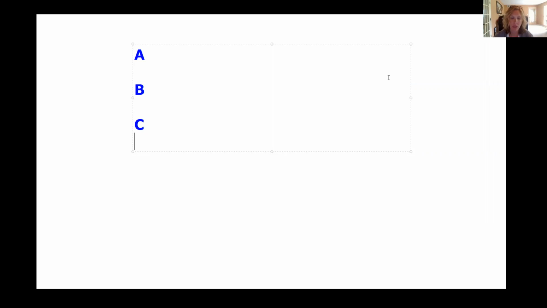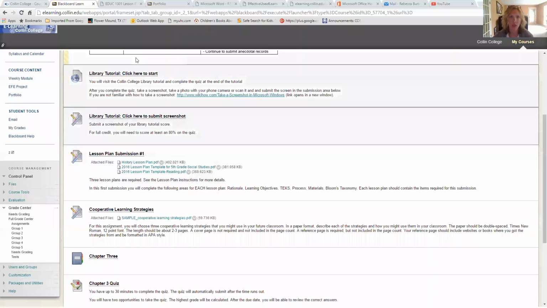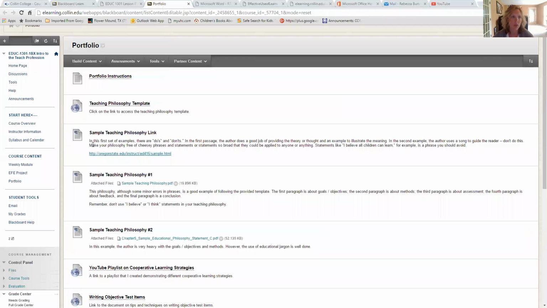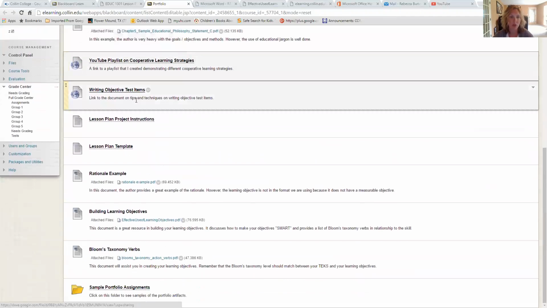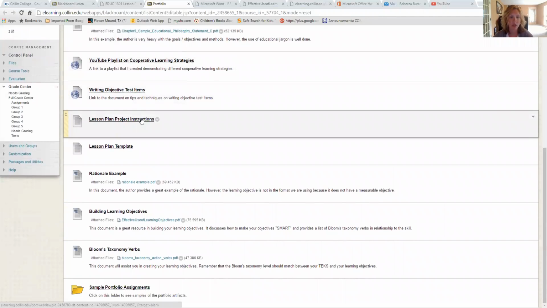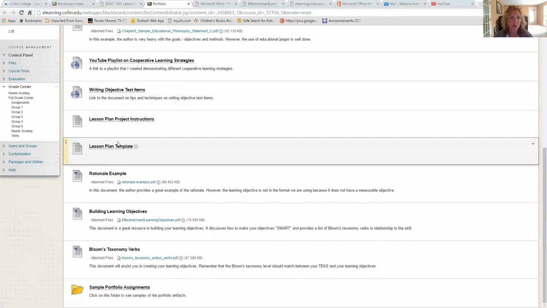And so your lesson plans and all the instructions for your lesson plans are going to be located online. Everything for your portfolio is over here in this portfolio tab. Not in your portfolio instructions will you find the lesson plan project instructions, but here, lesson plan project instructions is where you'll go to find specific details on your lesson plan. Right underneath there is a link for the lesson plan template so that you can type directly into that template for each one of your lessons.